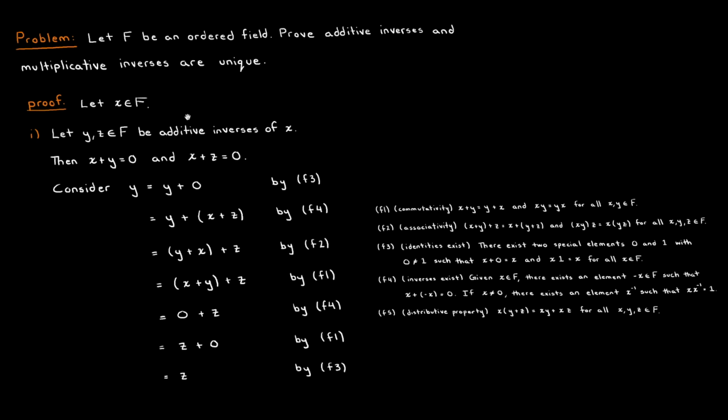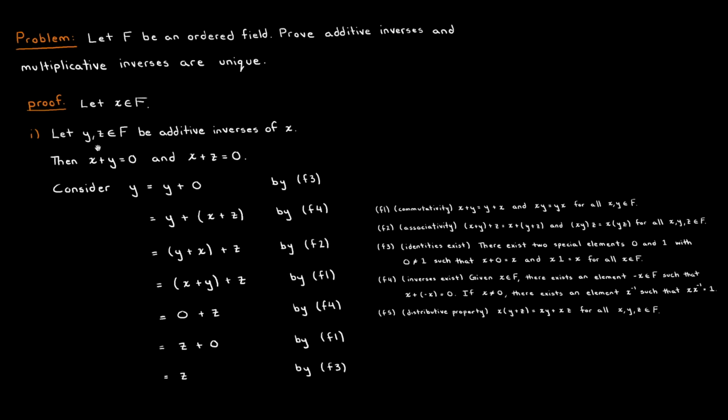And to do this, what we will do is suppose that we have two additive inverses of x, right? So x is some arbitrary element in my field, and I will let y and z be two additive inverses of x. And my goal is to show that y and z are exactly equal. So that's my goal. If we do that, then we will be completed with this proof.